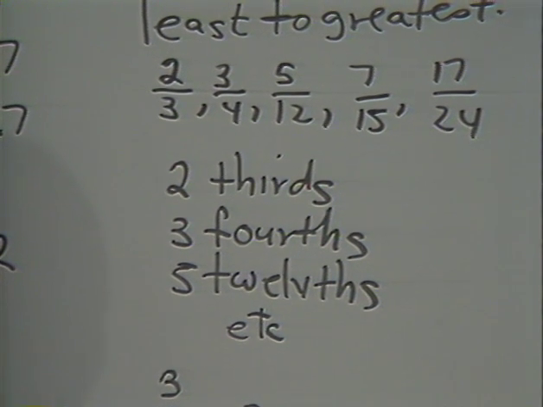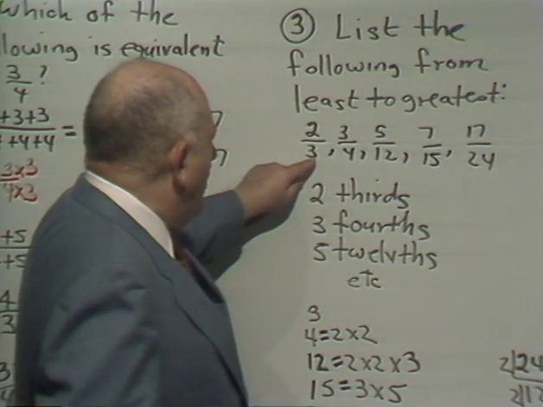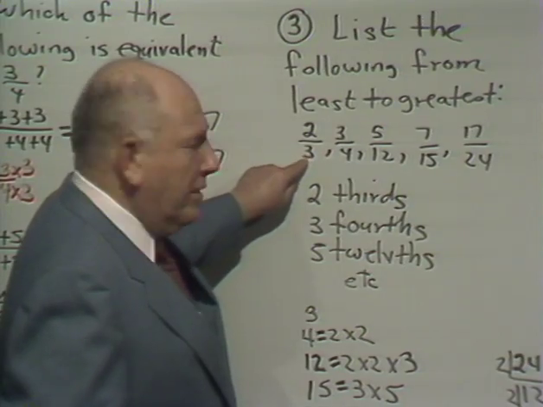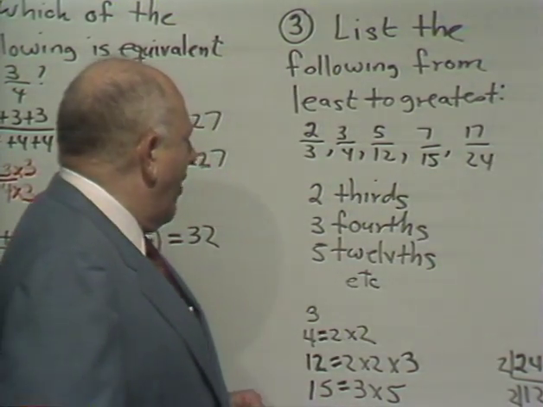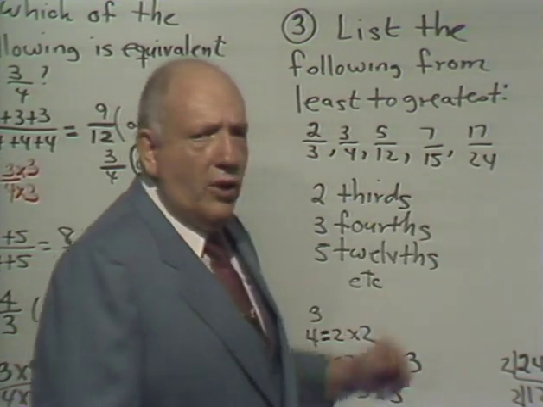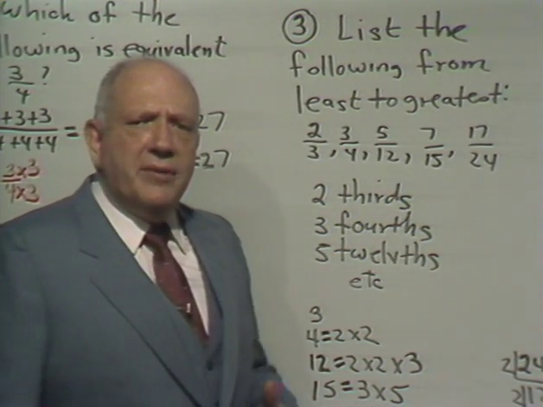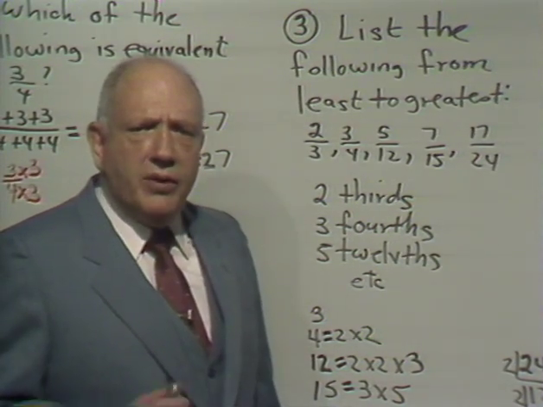You see, to judge the size, you have to have a common denomination. So what we want to do in this problem is to find a common denominator, a common multiple of 3, 4, 12, 15, and 24. In other words, if you're counting by 3s, by 4s, by 12s, by 15s, and by 24s, what numbers will be on all of these lists? And to make the arithmetic easier, what's the smallest number that will be on all of these lists? That's what we have to do here.